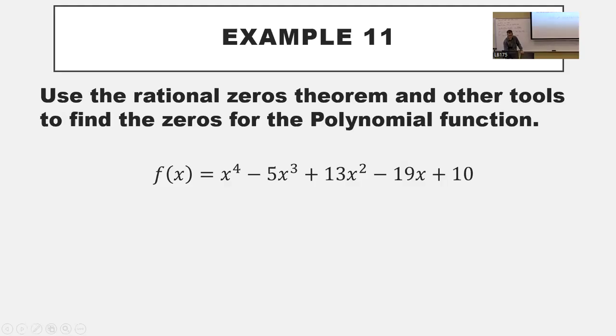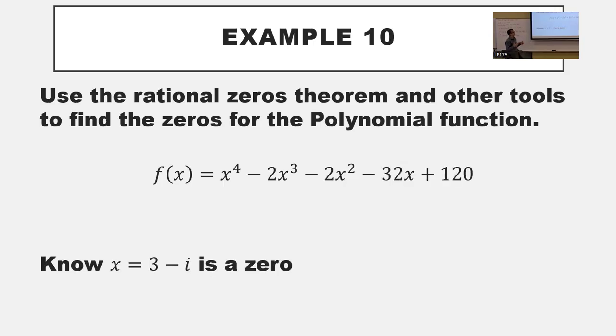All right. Now, in the same vein as that one, if I was not given any, well, let me reset to example 10. In example 10, all of my zeros were complex. Okay? What does that mean about the x-intercepts for example 10? None of them, right? There's no x-intercepts for that function.